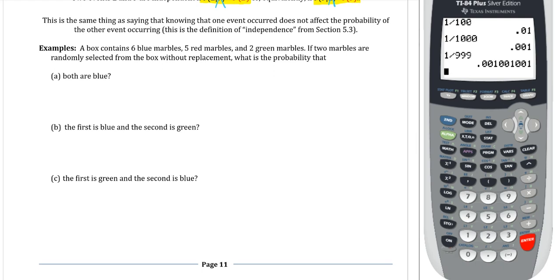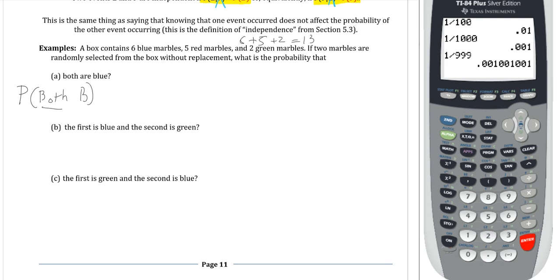A box contains 6 blue marbles, 5 red marbles, and 2 green marbles. So 6 plus 5 plus 2, that's 13 marbles overall. If 2 marbles are randomly selected from the box without replacement, that means that they are not put back. What is the probability that both are blue? So we had this in 5.3, the probability of both blue.